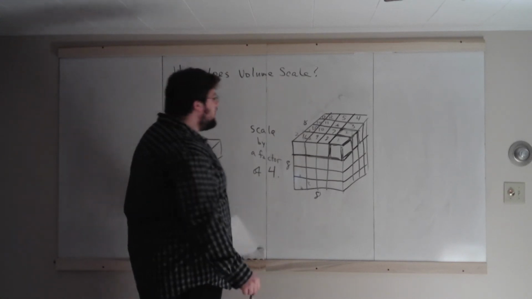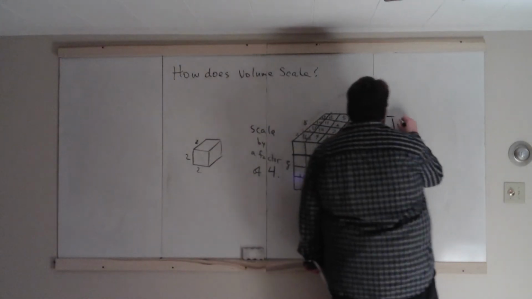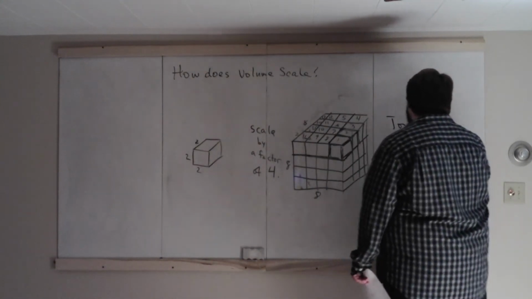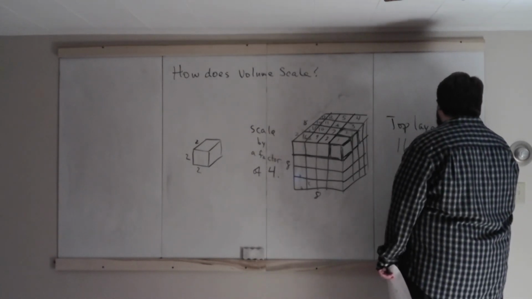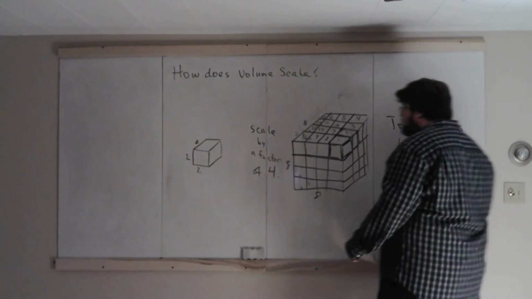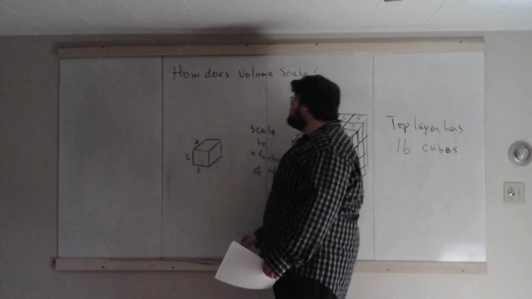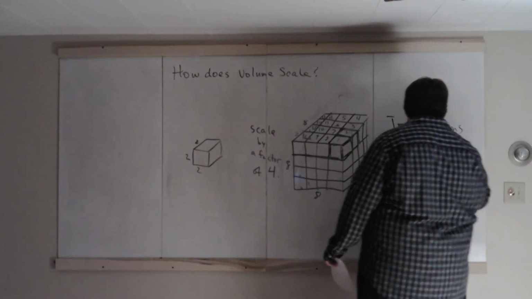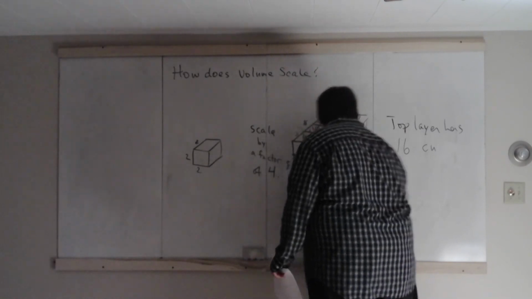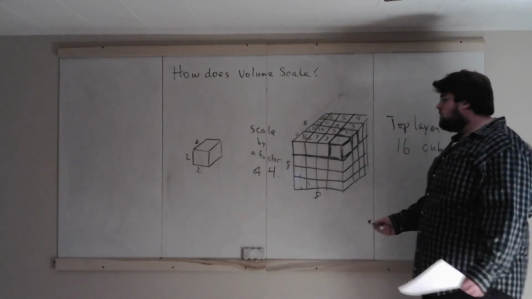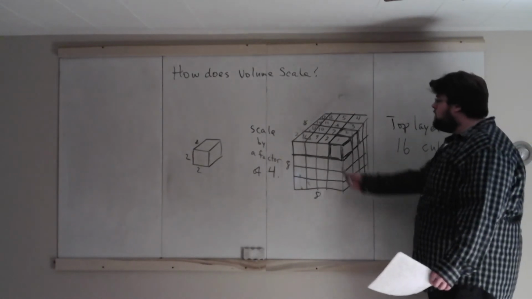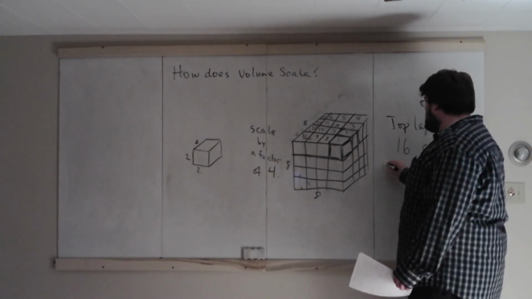Well, that's great. That's not everything. Let's write that. Top layer has 16 cubes, meaning 16 of the cubes we started with. How many layers are there? Each layer is going to have the same number since this is a cube. There are 4 layers.